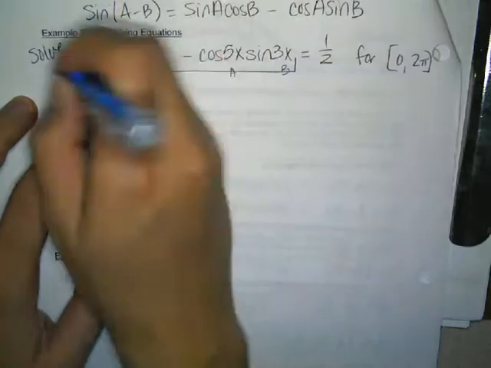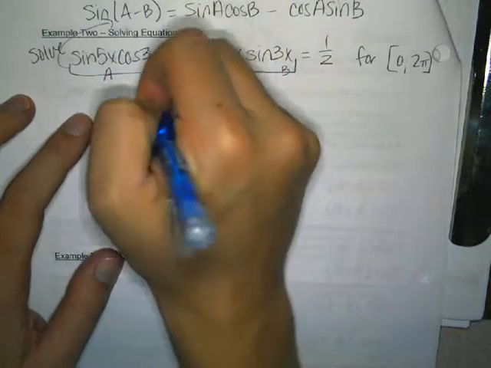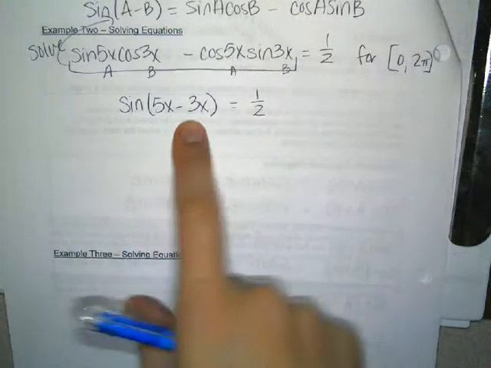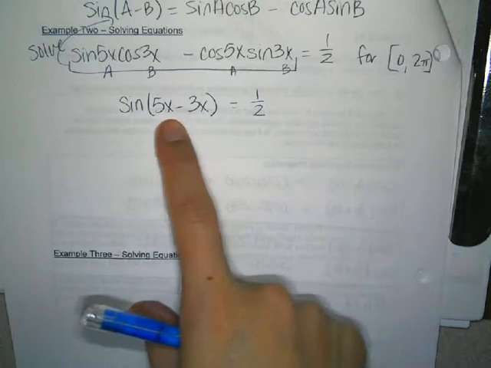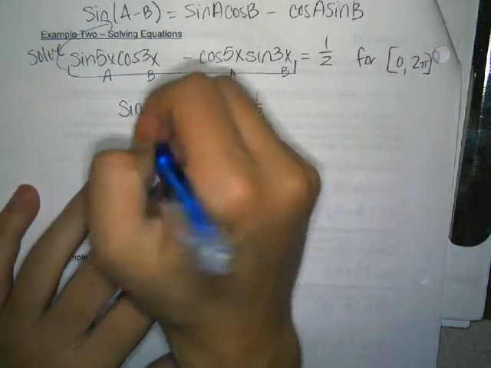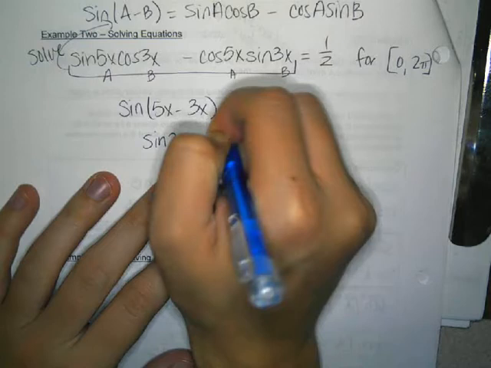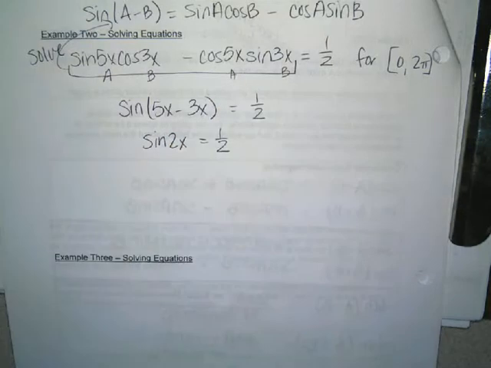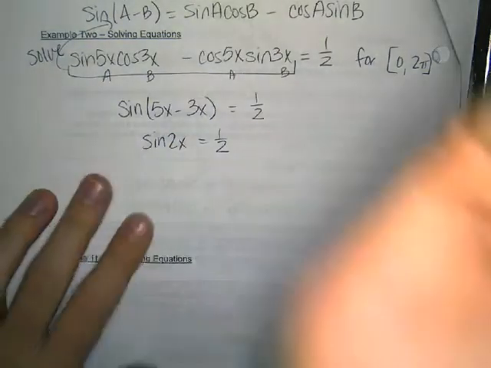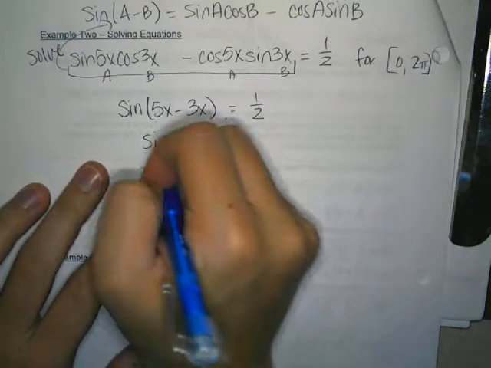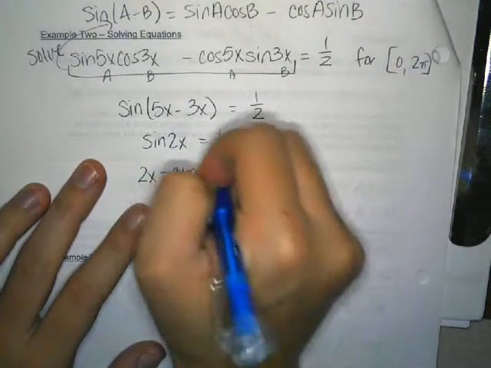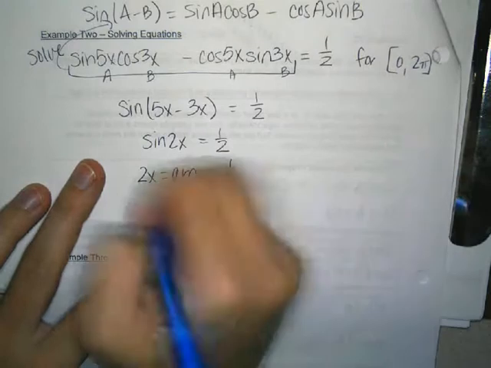So I'm going to rewrite that section to look like the other side of the property, where you have sine of 5x minus 3x then. And that's equal to 1/2. Well, now that I have it combined into one argument, I can simplify that because they're like terms. So then I get sine of 2x equals 1/2. And if I have to solve this algebraically, I'm now set up to do that. I can take the arc sine of both sides. And then divide both sides by 2.